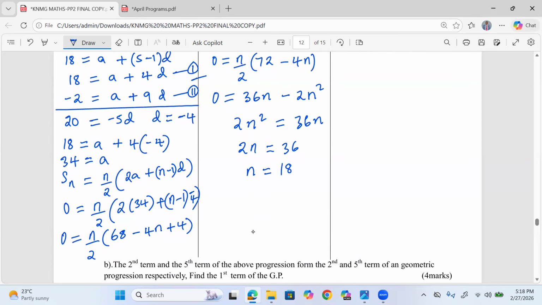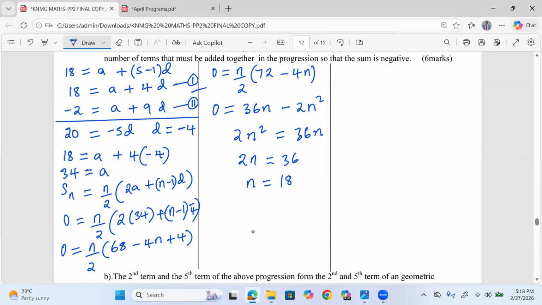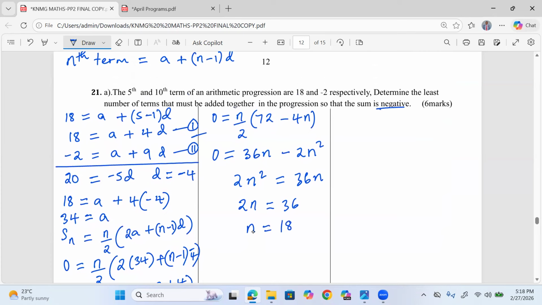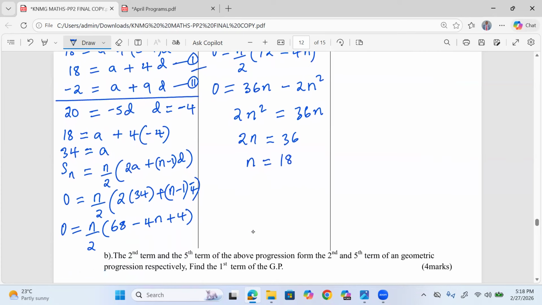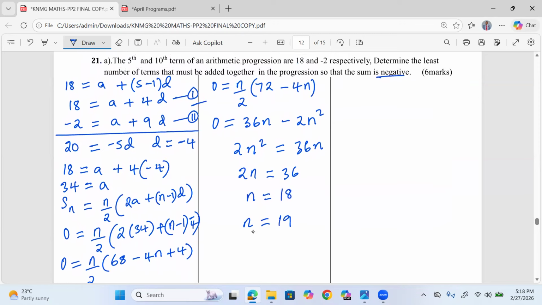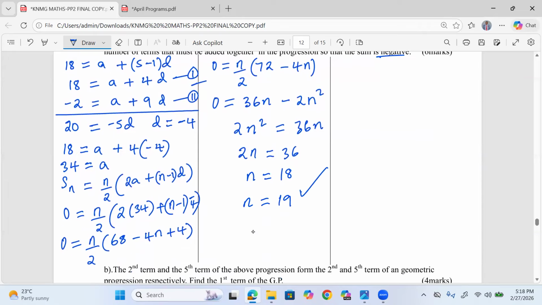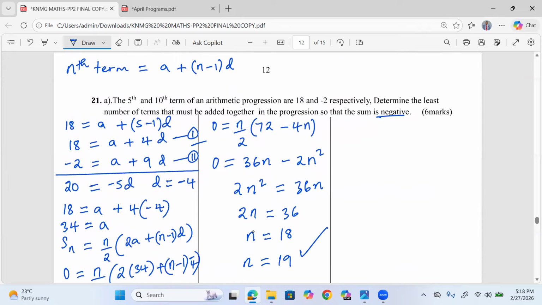Now, after getting a sum of 0, you should know that the next additions will take us to the negatives. The next additions should become negative. And therefore, we need at least 19 terms. So 19 terms is what will give us a negative sum.